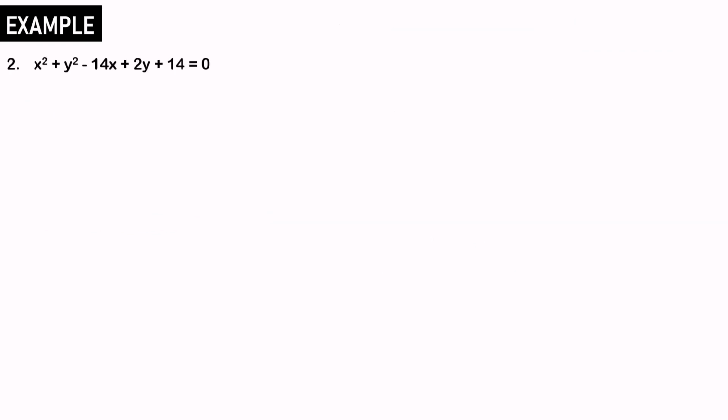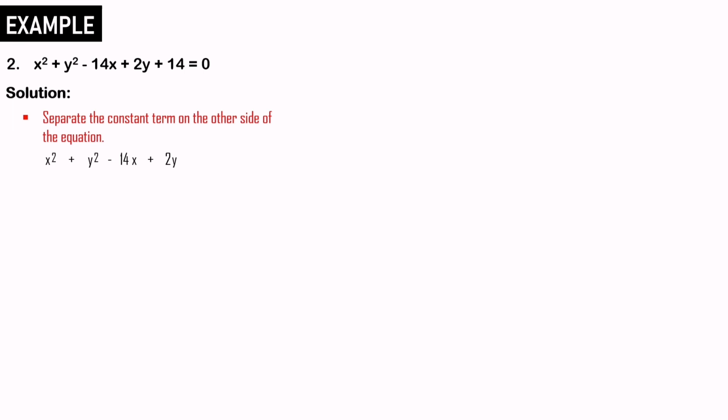Next, x squared plus y squared minus 14x plus 2y plus 14 equals 0. So let us first separate the constant to the other side. So it becomes x squared plus y squared minus 14x plus 2y is equal to, we negate the sign, negative 14.